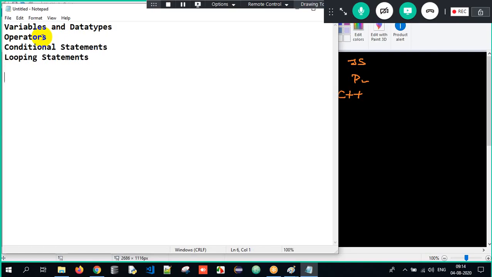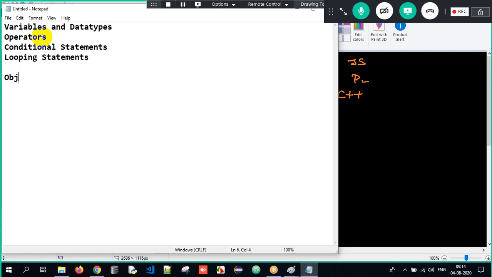Once you know these basic concepts, you can easily clear any logical question. If you're aware of variables, data types, operators, conditional statements, and looping statements, you'll be able to clear any simple logical question. Any interview which is on basic Java, you'll be able to clear.